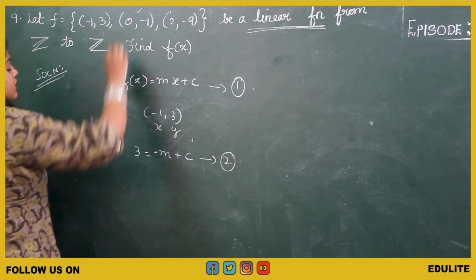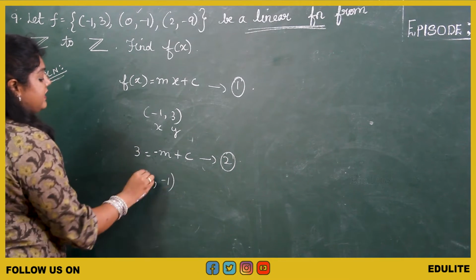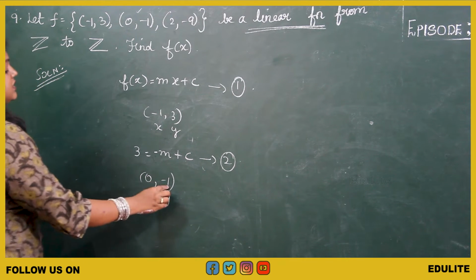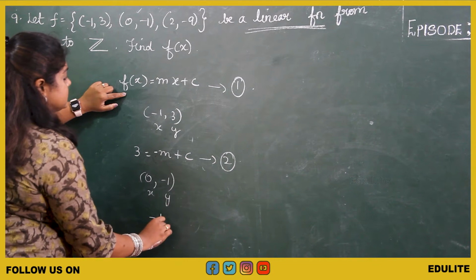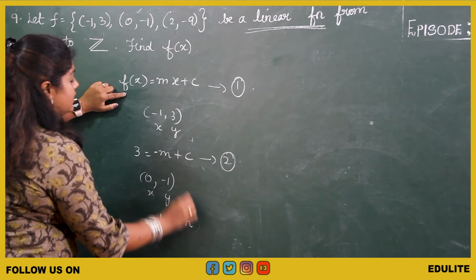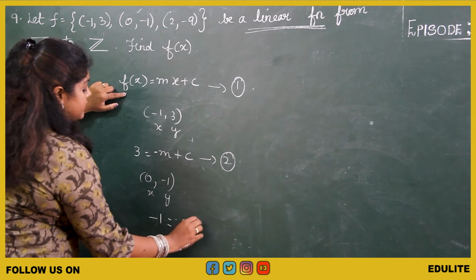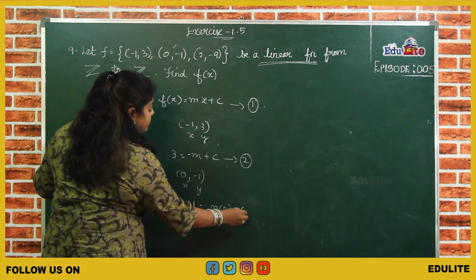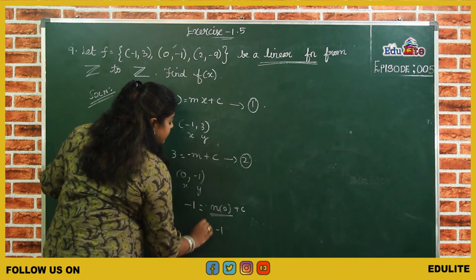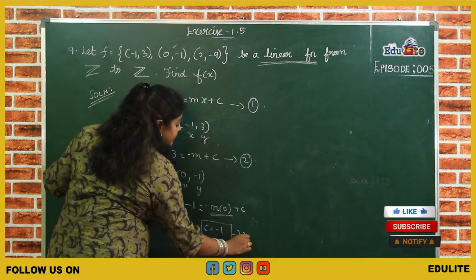Next, we will consider 0 comma minus 1. Similarly, x comma y, we will substitute 0 comma minus 1 in the first equation. f of x value is minus 1, which equals m into the x value, which is 0. So m into 0 plus c. m into 0 will become 0. Therefore, c equals minus 1. We got it directly. This we will consider as equation 3.